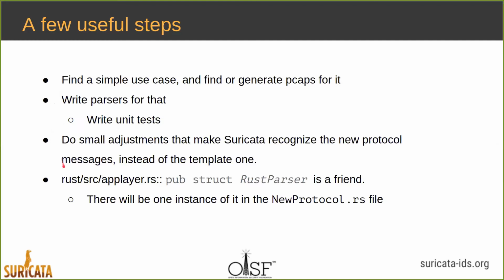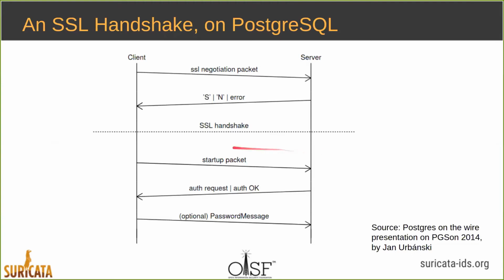In order to achieve this, the Rust parser, which will be in your new protocol.rs file, is really useful because it sort of explains how you go from having your parsers that understand your message to making Suricata use those and understand your message. For a while, to me, I couldn't really connect the dots, but when I saw this, things got much, much clearer.